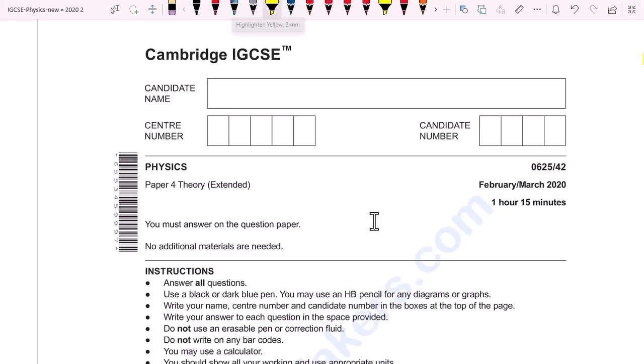Today we are going to solve Cambridge IGCSE Physics Paper 4 Theory Extended held in February-March 2020. Paper code is 0625 with variant 42. So let's start from question number 1.